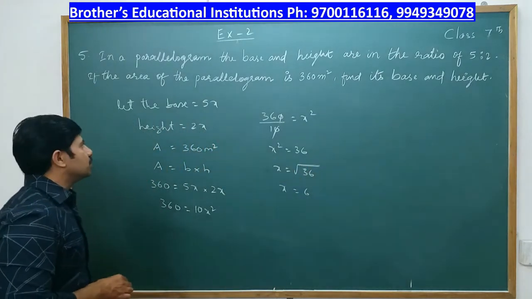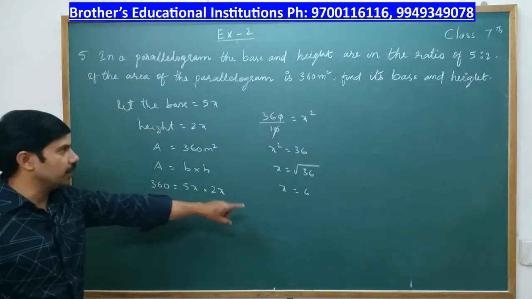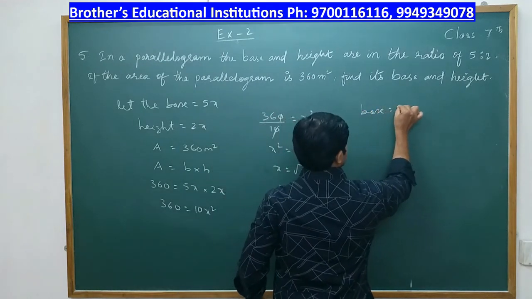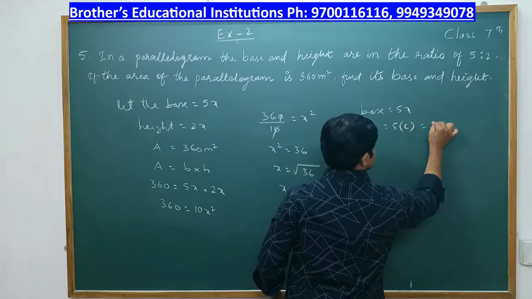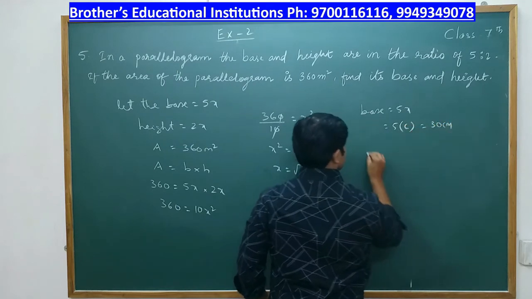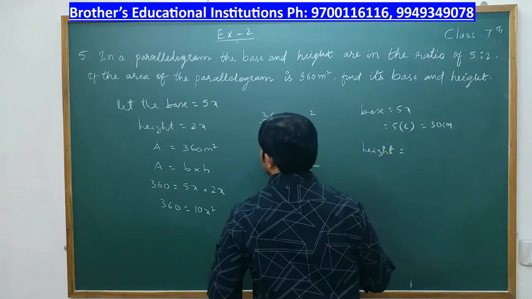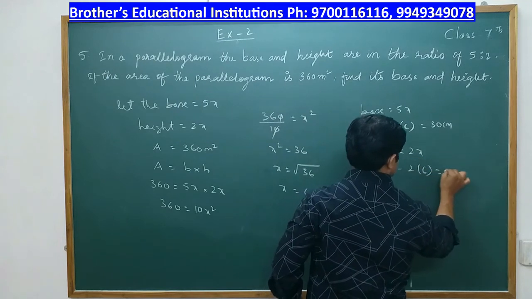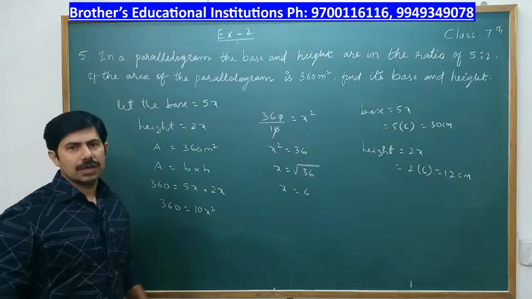After getting the x value 6, now we'll find out the base and height by substituting the value of x. So what is base? Base is 5x. So 5 into 6, that is 30 centimeters. And what is the height? Height of the parallelogram is 2x. So that is 2 into 6, that is 12 centimeters. So this problem is completed.